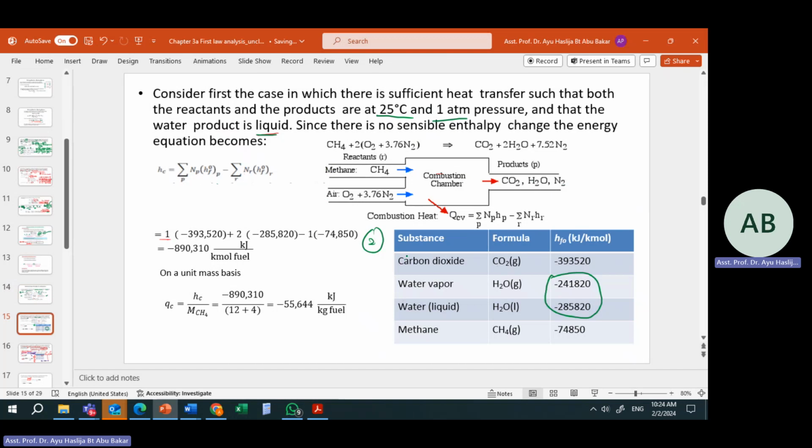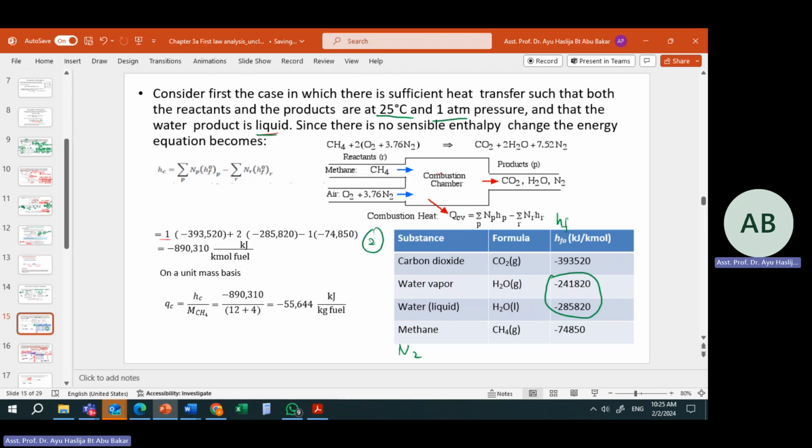Okay, then next step, find the infos of all components. List down all the components. Okay, we have here CO2, H2O, methane, and we also have N2. Okay, find out the infos first. This is HF.